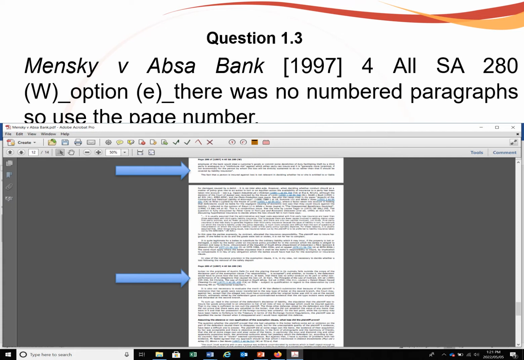When you gave me paragraph numbers, I would have added a comment telling you that there were no numbered paragraphs in this case. You should have used the page numbers. It is very rare in case law that you don't find numbered paragraphs, but Mensky is an example and a tricky question at that, because we don't have numbered paragraphs in this specific case. So hopefully today I taught you something new.